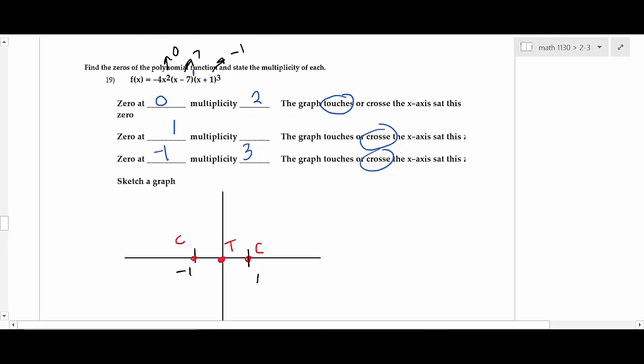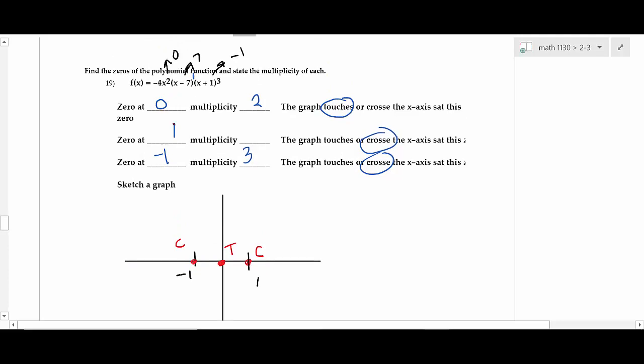Did I make a mistake somewhere? Oh, that one's a 7, right. I don't know why I did that. Okay, so let's correct that. And then the 7 had a multiplicity of 1. So let me fix that real quick here. I just need to take this out a little further. So I'll just go out and call that 7. And then that one will cross like that.